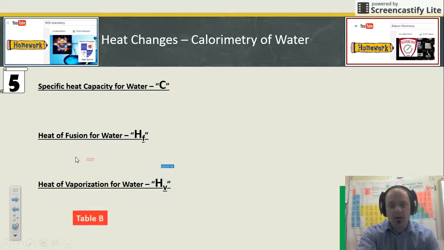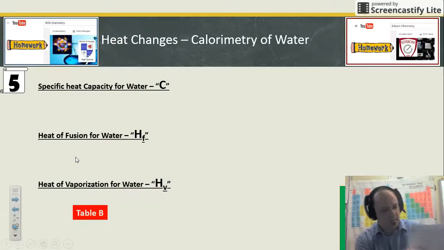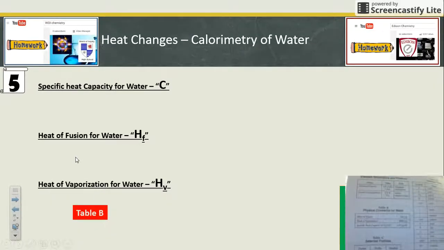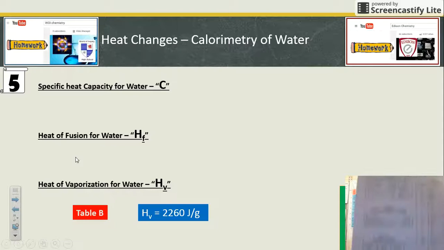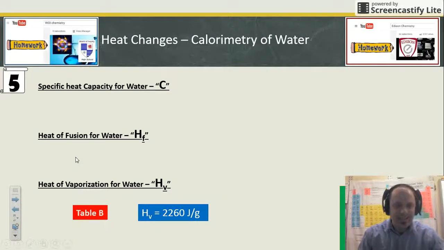Table B, we've got Hf and Hv. Here the variables are right there. There's the numbers. All right. Sorry, that animation's not showing up quite right. But what I want to point out is that it takes more heat to vaporize water than it does to melt water. For water to turn from a solid to a liquid doesn't take a ton of heat, but for water to turn from a liquid to a gas takes a ton of heat, which is why the Hf and Hv variables are different numbers.